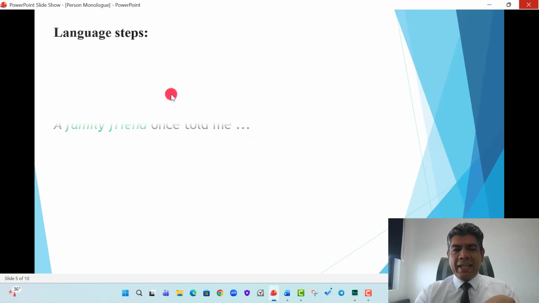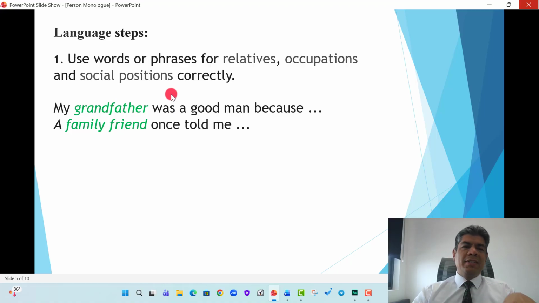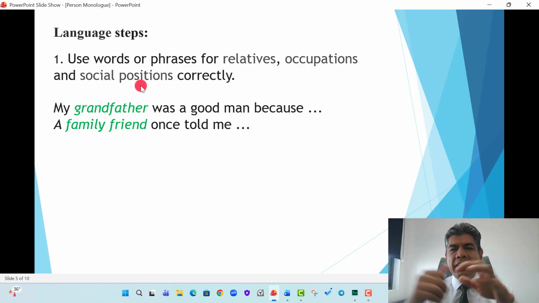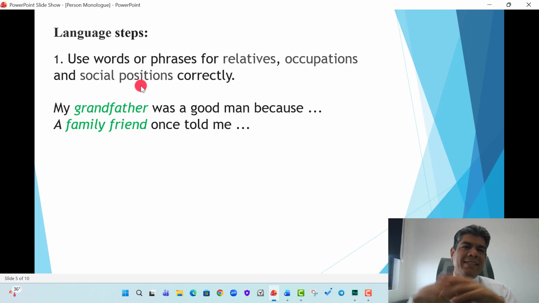One of the ideas that you can share with the examiner when it comes to questions related to people is to say something about relatives, occupations, and social position of a person. So once again, relatives, occupations, and social positions of a person. These three simple ideas can give you a chance to expand your ideas in detail.